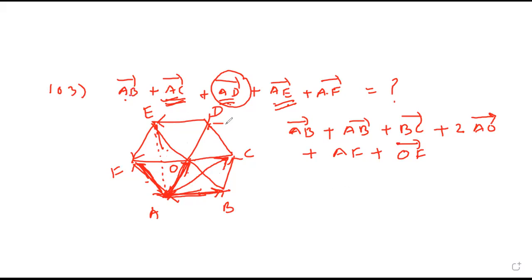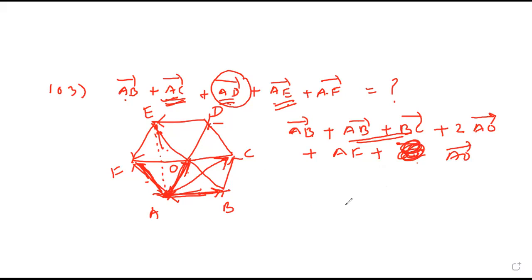So again, I wrote AB. AC is AB plus BC. And AD is double of AO, because they're in one line. Now A to E means AO plus AF. AO, what I wrote? Oh, here I made a mistake. AO plus AF. This much you all have followed?